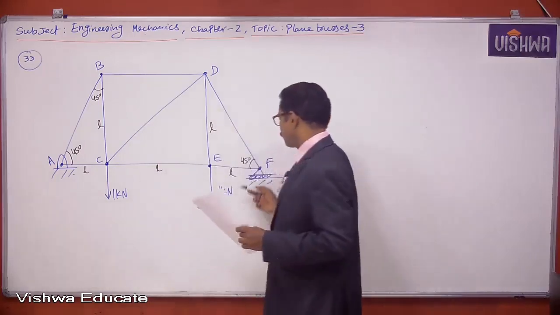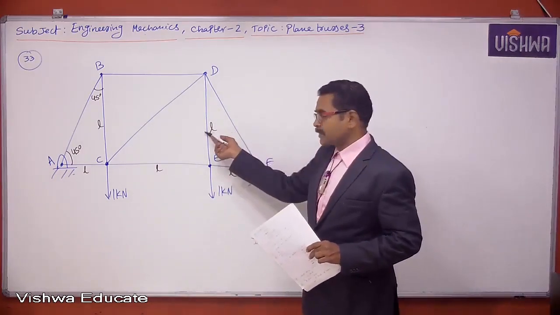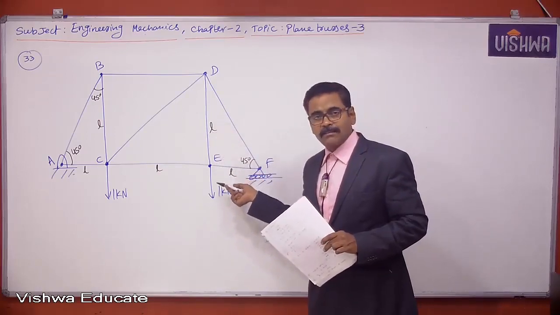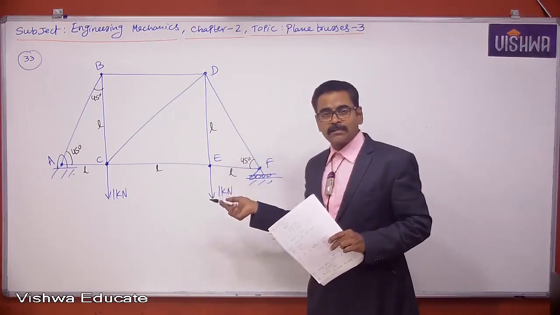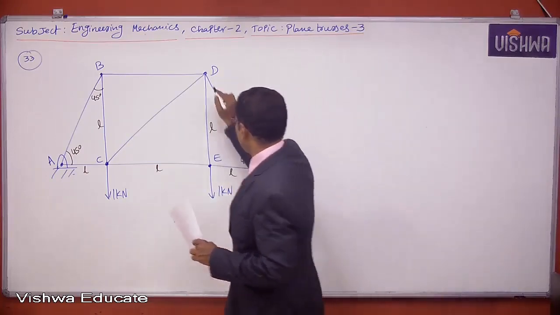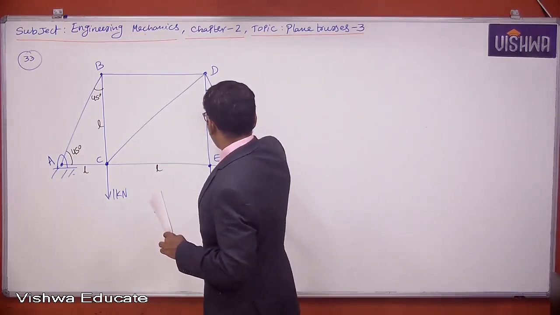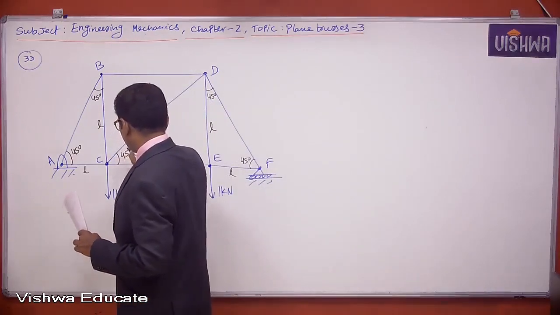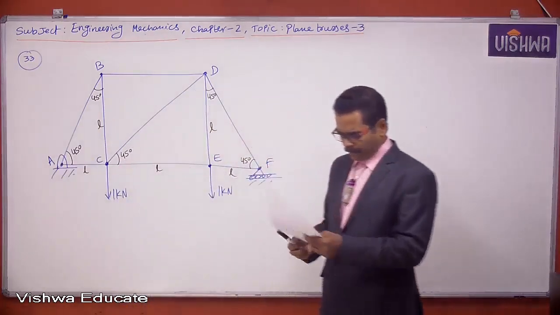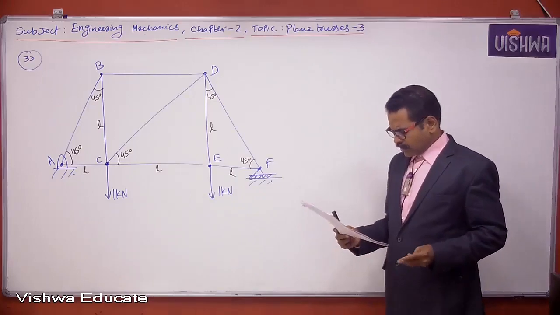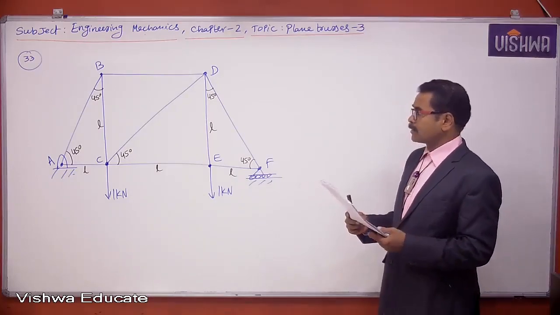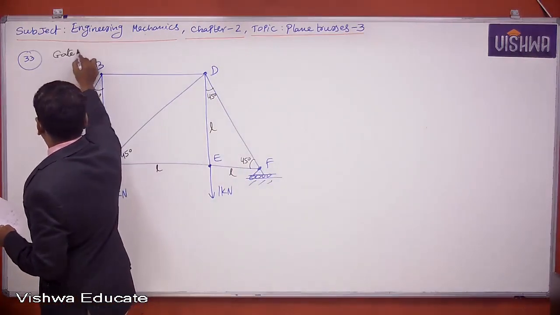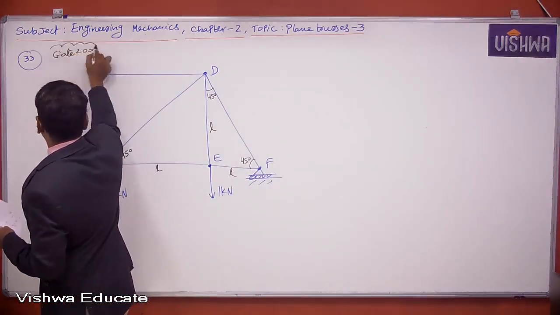Why 45? Tan of angle means opposite side by adjacent side. Opposite side is L, adjacent side is also L. L by L is 1. At what angle is tan 1? It's 45. So please copy. This question came in the GATE exam, GATE 2001.